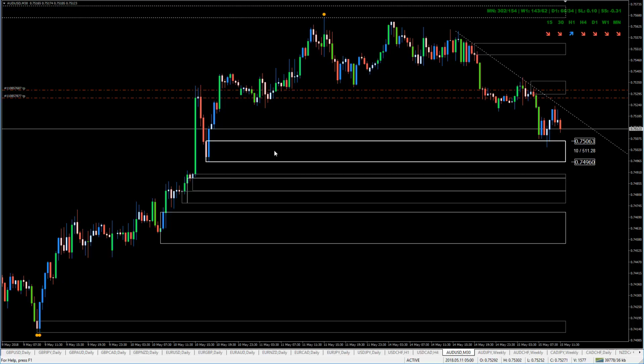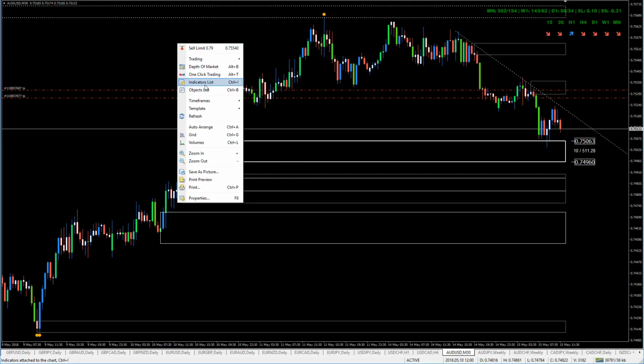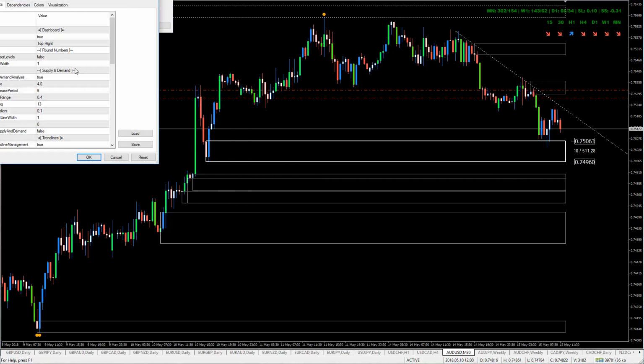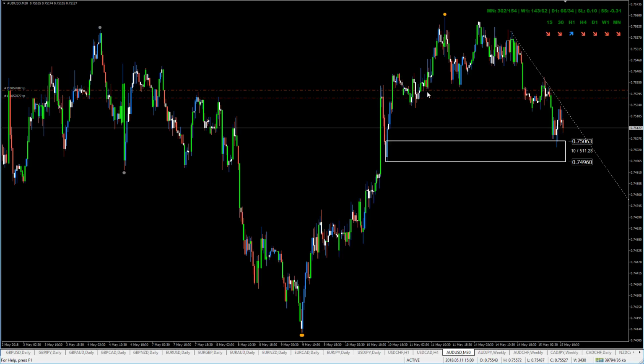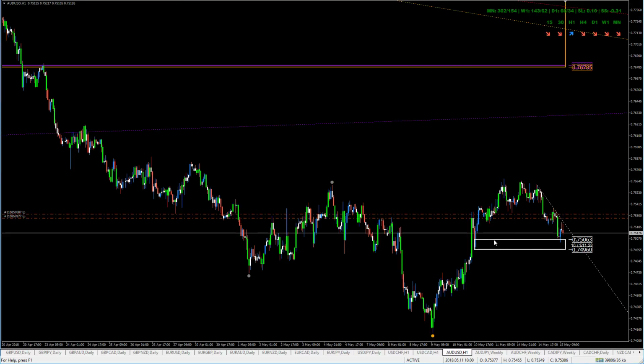Okay, so now we're reacting at this hourly demand. So now we've marked that off. Let me remove all of these indicators so that we're forced to do everything ourselves. Okay, so price has formed this top. It's come back down. We're testing the area of demand that caused the break of that over here. Okay, so that's what we have there.